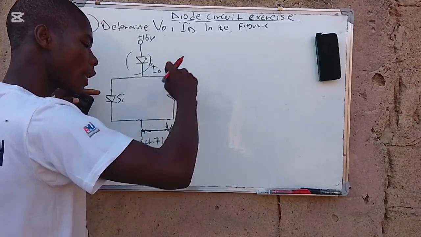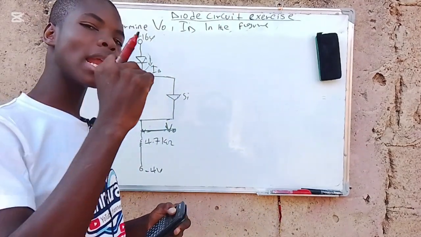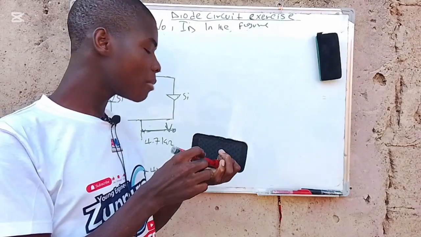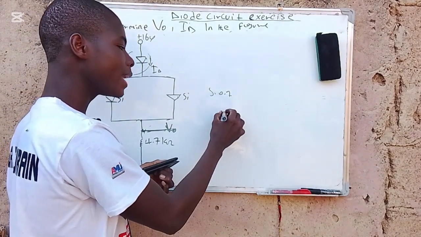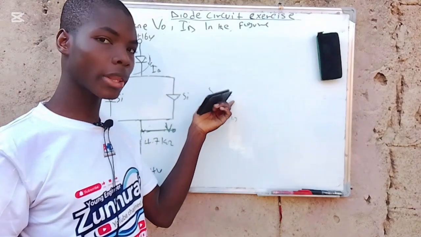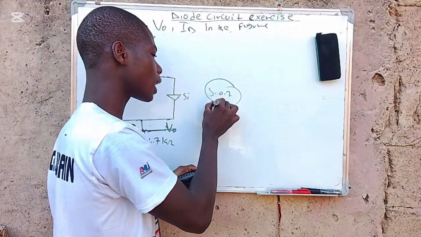Are they going to conduct at the same point or not? The silicon has 0.7 volts, while the gallium arsenide has 1.2, which is higher than the silicon's 0.7. Therefore the gallium arsenide cannot conduct, but only the silicon can.